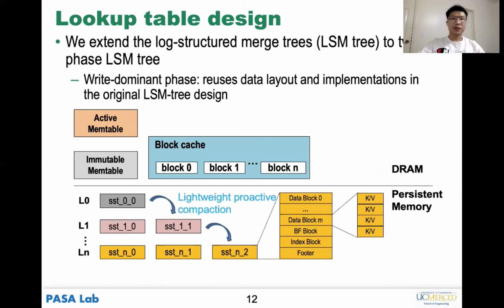The first one is lookup table design. We extend the LSM-tree to a two-phase LSM-tree. The two-phase LSM-tree is a hybrid, with two phases distinct in read and write intensity. At the beginning of the simulation, the lookup table is almost empty. So the two-phase LSM-tree reuses the data layout and the implementations in the original LSM-tree design.